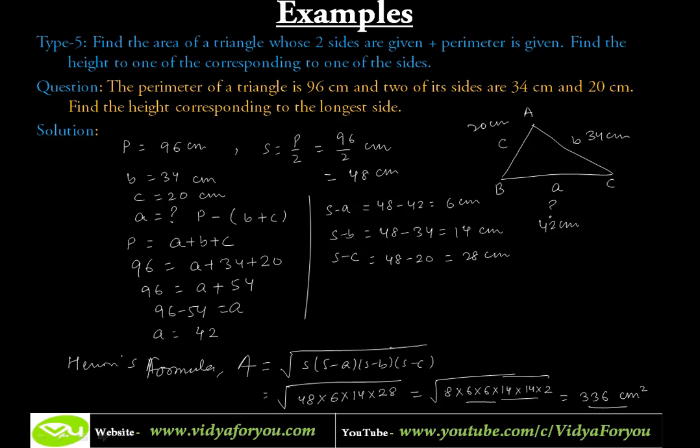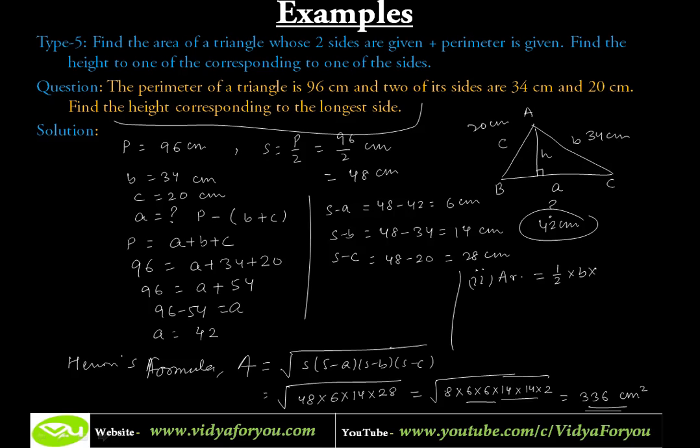Now we got this as area and the longest side as 42 centimeter. So the second part of the question says find the corresponding height, find the height corresponding to the longer side. So this is the longer side, corresponding height will be this one, h. How will we find this? Apart from Heron's formula, we have another formula to get the area, which is half into base into height. Whatever formula we are using, since the figure is same, area will also be same. So this area will be equal to 336 centimeter square.